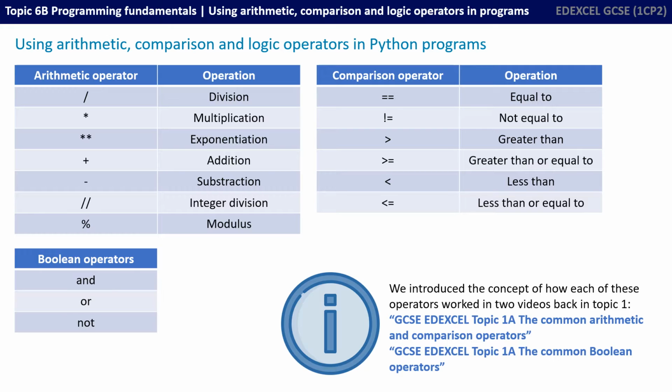So here's a recap of the arithmetic, comparison and Boolean operators that you need to be able to use in Python for the on-screen Paper 2 exam. We introduced the concept of how each of these operators worked back in 2 videos under topic 1. If you can't remember, go back and watch those videos first, because in this one we'll be diving straight in and showing you how you'd use them with some Python examples.